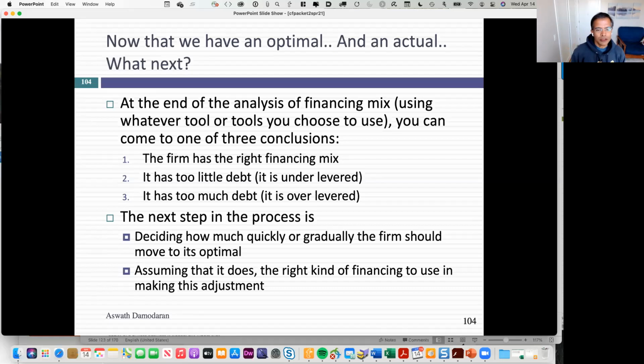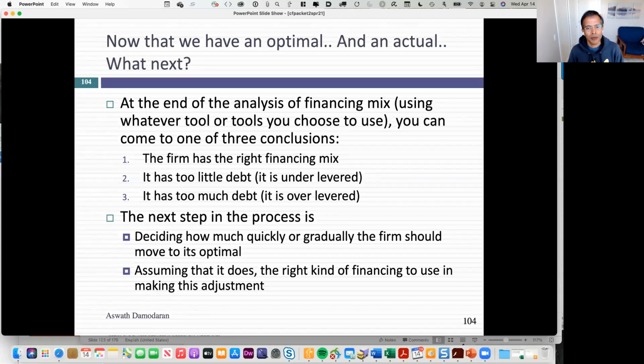But when your debt ratio is different from the optimal, there are two questions you need to answer. One is, do I need to do something right away? Is there urgency involved here? And we'll talk about what drives that urgency. And second, assuming you decide to move to the optimal, some of you might decide that even though your actual is different from the optimal, there's really no point moving to the optimal because the change in value you get is so little that it's not worth going from 20 to 40% debt to lower your cost of capital by 0.05%. But if you decide to move to the optimal, you also have to address the question, how am I going to do it?